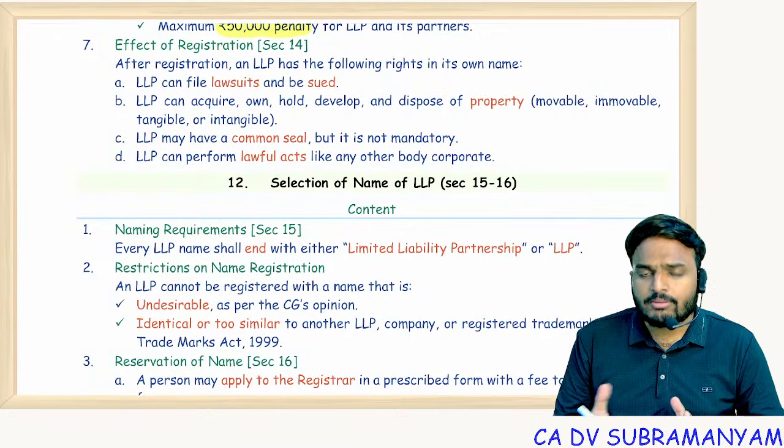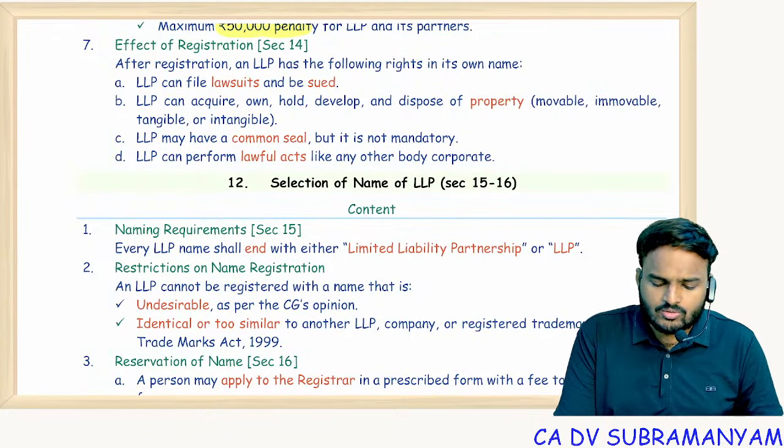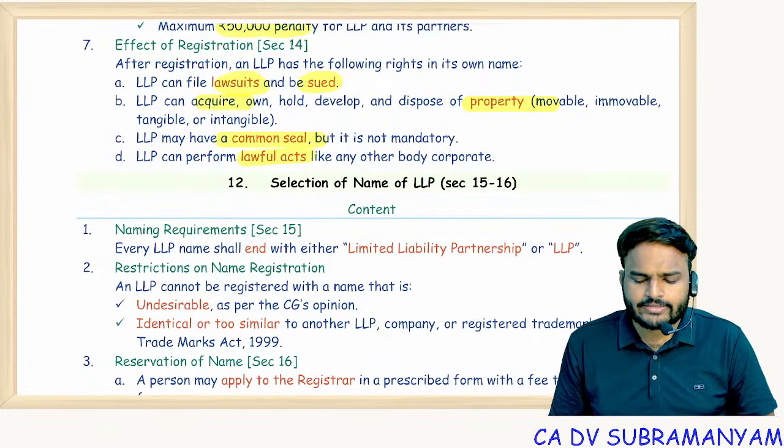Next one, effect of registration. So simply remember the characteristics of LLP. It can file suit and it can be sued. It can acquire property and incur liabilities. It may have a common seal. It can perform all lawful acts like any other body corporate.